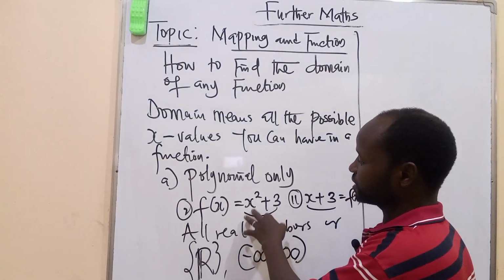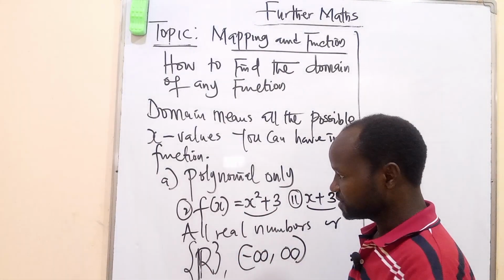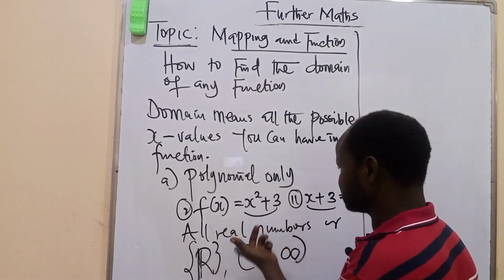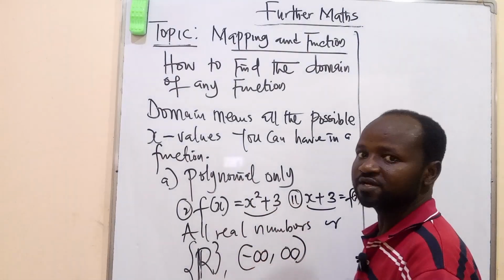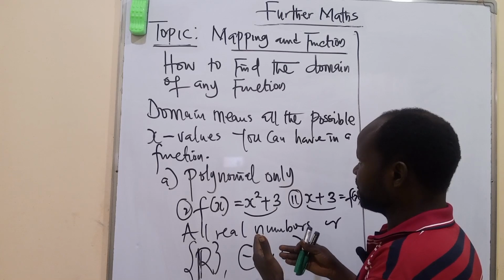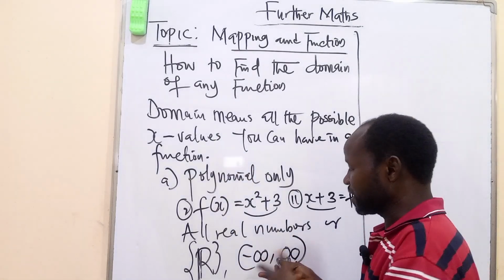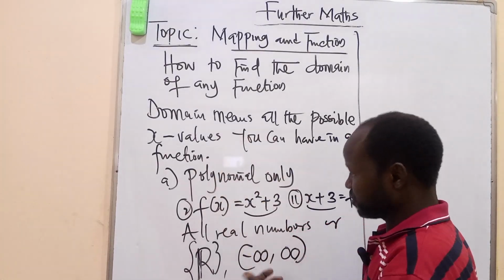Let's say negative 1. Negative 1 squared is 1. 1 plus 3 is 4. We're having something. The function is defined. It's not undefined. Even if we plug in 2, 2 squared is 4, 4 plus 3 is 7, it is defined. The function will exist. But for you to have a situation whereby when you plug in a number or any real number and the function is not defined, meaning you can't find the domain at that point.